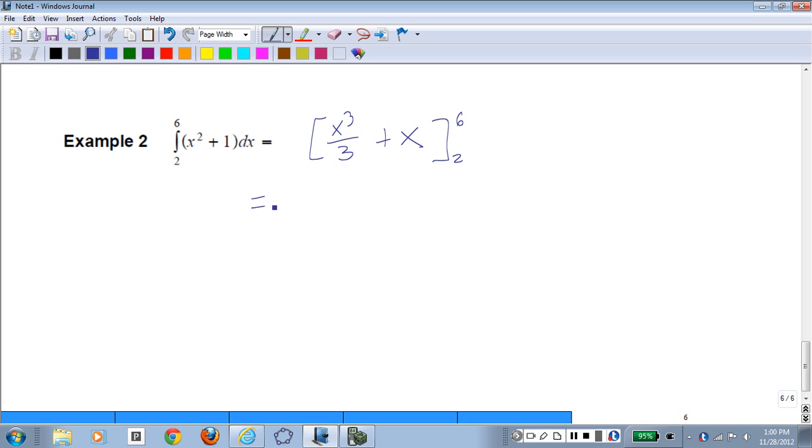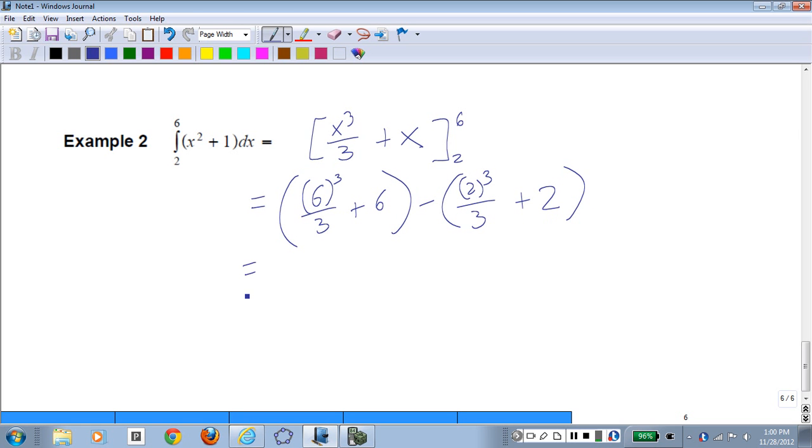So it looks like this: 6 cubed over 3 plus 6 minus 2 cubed over 3 plus 2. So I'm not calling it big F of x, but it is. It's the antiderivative that we're evaluating at the upper and lower endpoints. And there are probably nicer ways of doing this. I'm going to have so many thirds at the end, it looks like.